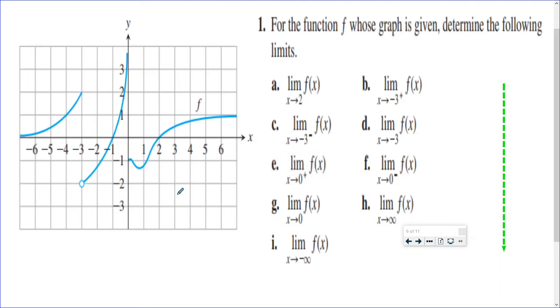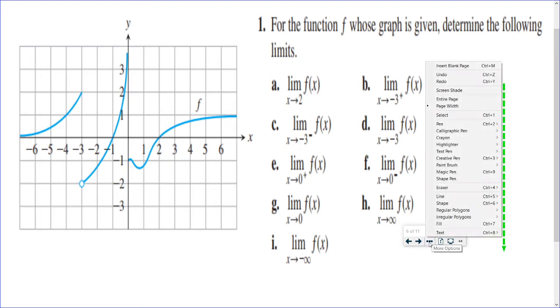Here is an example. For the function f whose graph is given, determine the following limits. So we have the graph of a function, and we need to determine the following limits. So the limit of the function when x approaches 2.